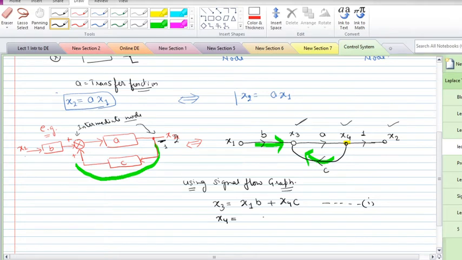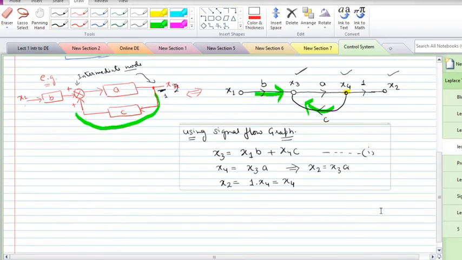Similarly, we can use this method for the x4 node. x4 has only one incoming branch, so x4 is equal to x3 a. And x2 has only one incoming branch, that is 1 multiplied by x4, or you can say it is simply x4. So you can also write this expression as x2 is equal to x3 a.